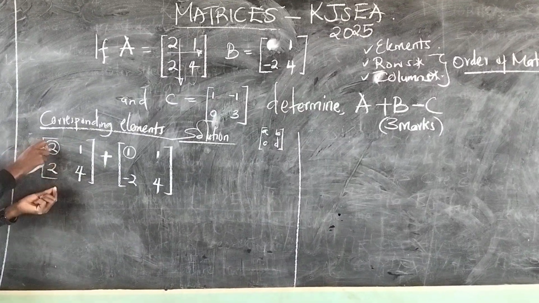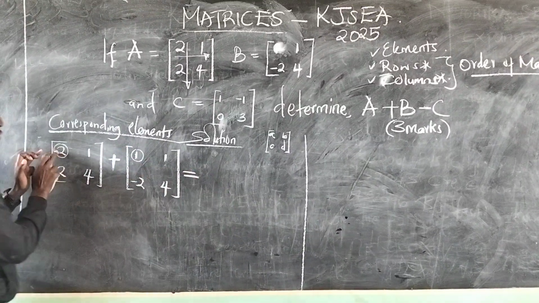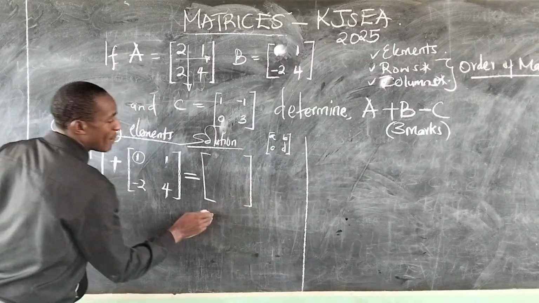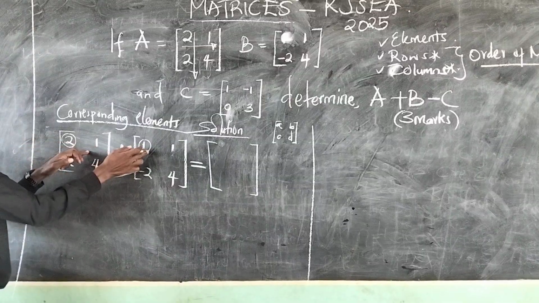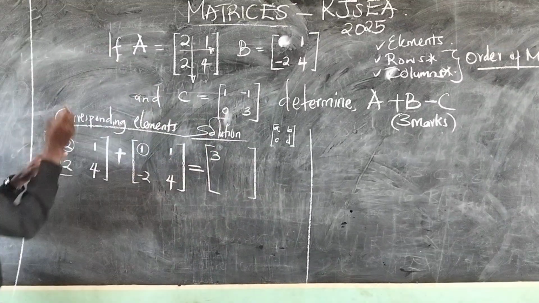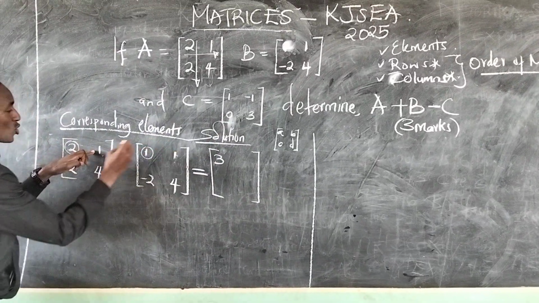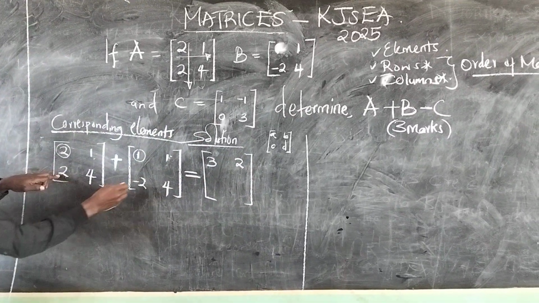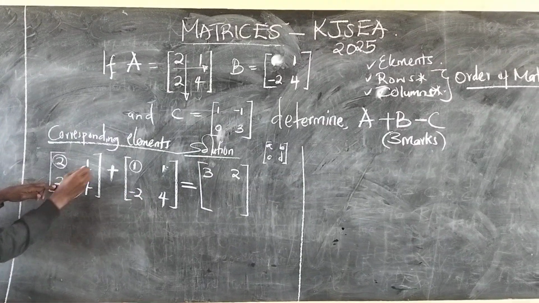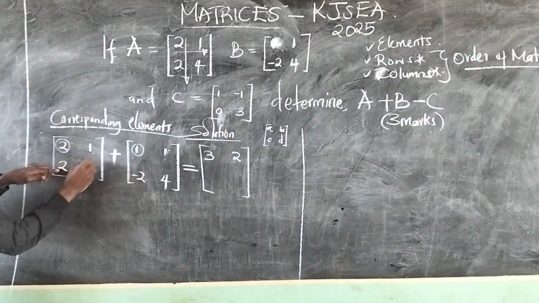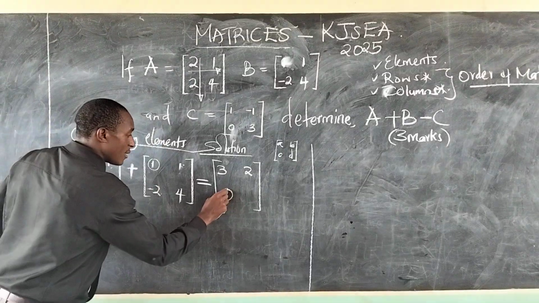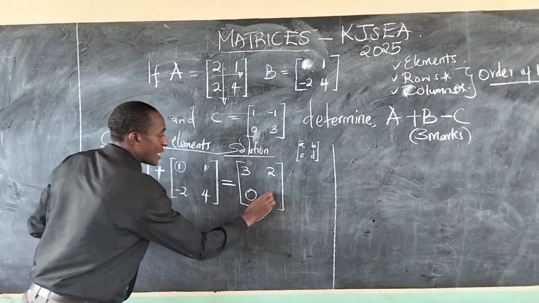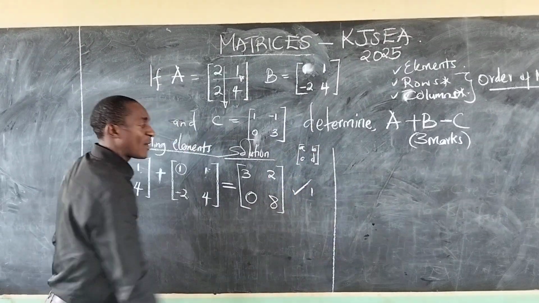For example, 2 plus 1 is what? So I form another matrix here, the sum of A and B. 2 plus 1 is 3. Then 1 corresponds with 1, so 1 plus 1 is 2. Then 2 corresponds with -2, so we shall have 2 plus -2, which is 2 minus 2. It will be 0. Then 4 corresponds with 4, so 4 plus 4 is 8. We are done with the first part.